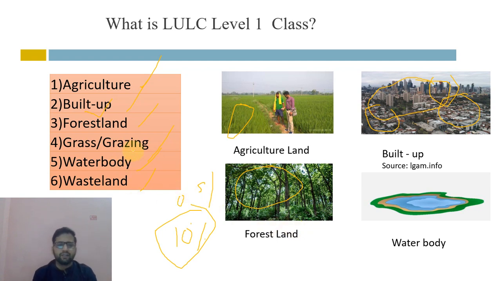Or grass or grazing land, it is a natural feature, due to minimum rainfall or different features, that is a kind of grassland. Water body means the submerged feature of the earth surface. Different types of water body can be lake, pond, river, canal also. Wasteland means degraded land, uncultivated land or unused land, where the rainfall is minimum and there is no productivity, that is called wasteland.